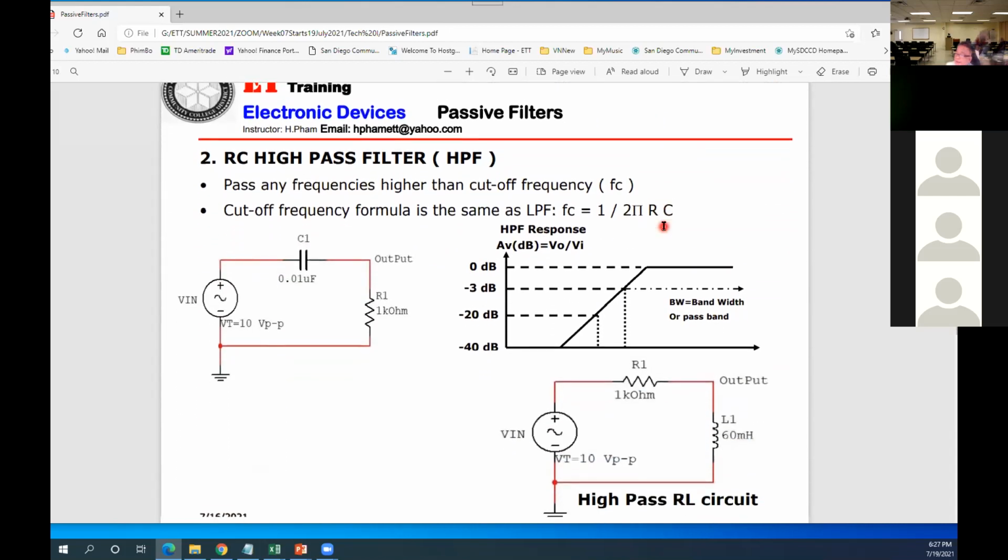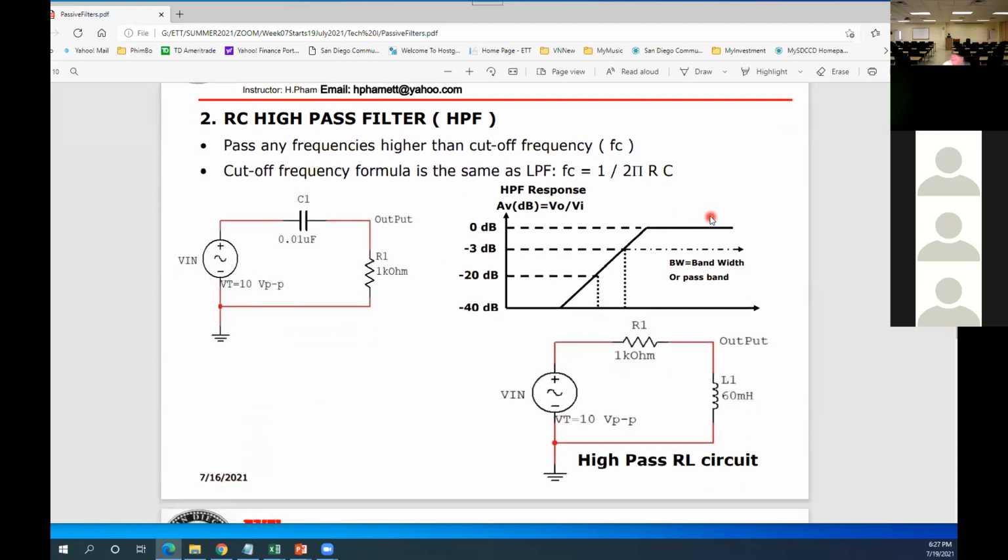Basically, I'm not giving you most of the calculation, but in general, we're talking about calculation later. Right now, I want you to look into the circuitry to recognize whether it is a low pass filter or a high pass filter and how it works.